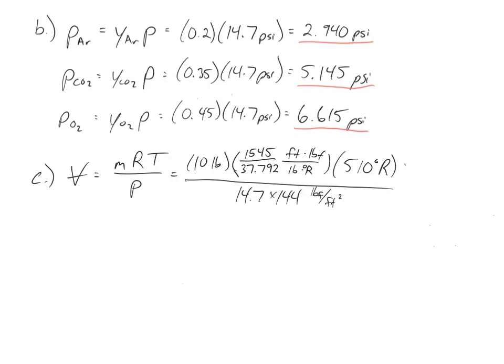All right, so our pound forces will cancel, degrees Rankine cancel, and pound mass cancel, so then we'll end up with feet cubed. So our final volume comes out to be 98.50 feet cubed.